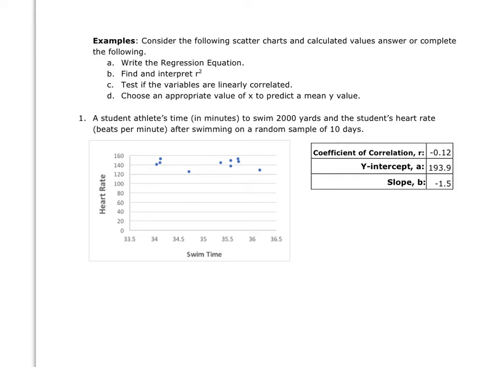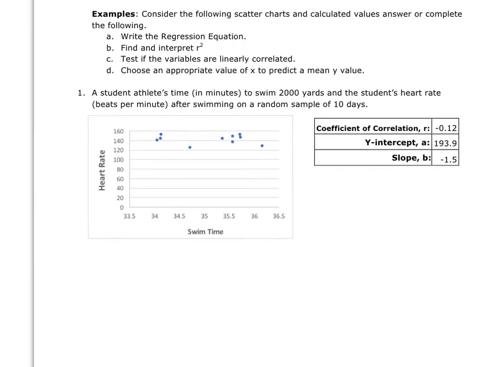For each of these, we want to come up with the regression equation, find and interpret R squared, the coefficient of determination, do the test to see if we have linear correlation, and then choose an appropriate value of x to predict a mean y value.